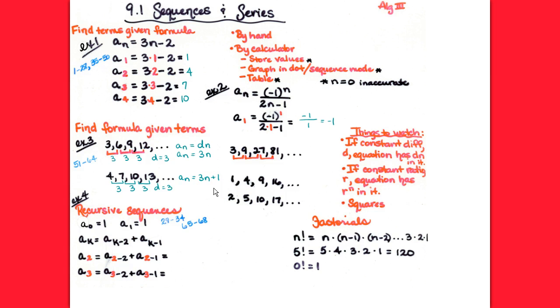All right, look at the next set. 9 minus 3 is 6. 27 minus 9, not 6. So this is not going to have a constant difference. Second thing we said to try then was to see if it had a constant ratio.